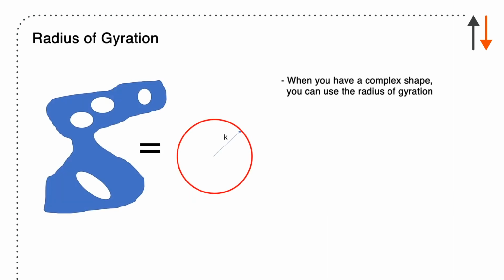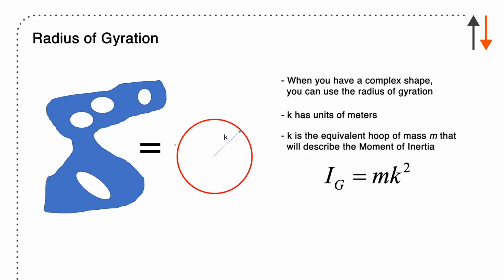If I have a really odd shape, often they will not expect you to calculate it. Instead, they'll give you a radius of gyration. k has the units of meters, and it is the equivalent hoop of mass m that will describe the moment of inertia. If you have a chance, you can look up the Short Brothers landing gear catalog, and they'll give you moments of inertia or radius of gyrations for a number of different landing gears so that you don't have to do all of the calculations.